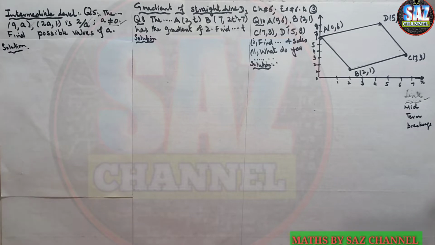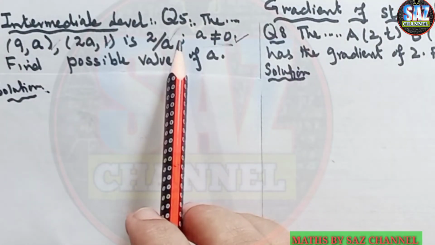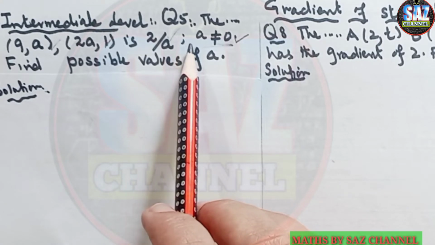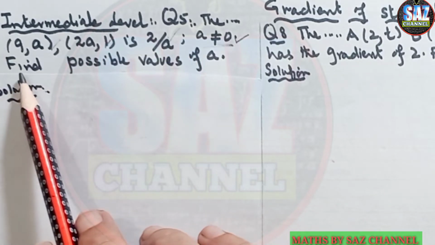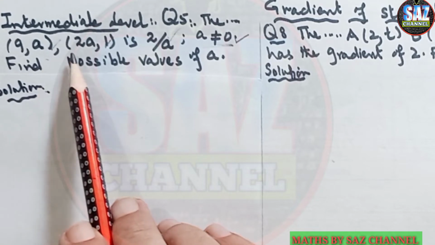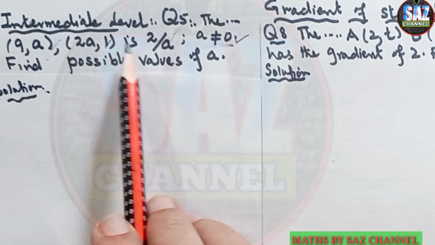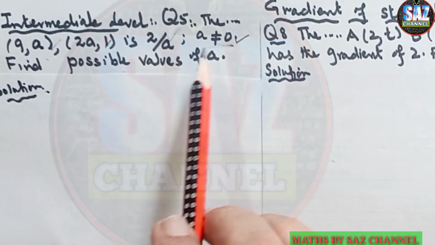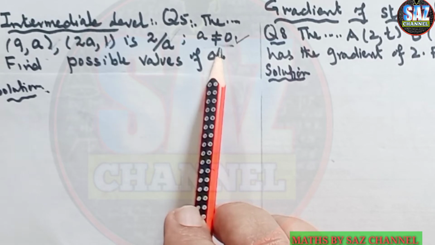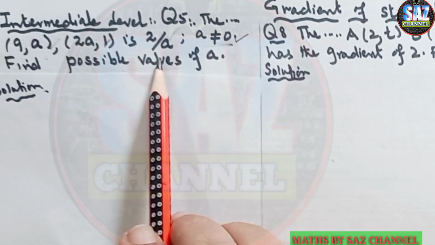as the questions are long, so I've written the question in short form. Question 5 says that the gradient of the line joining the points (9, a) and (2a, 1) is 2 by a, where a should not be equal to 0. Find the possible values of a.